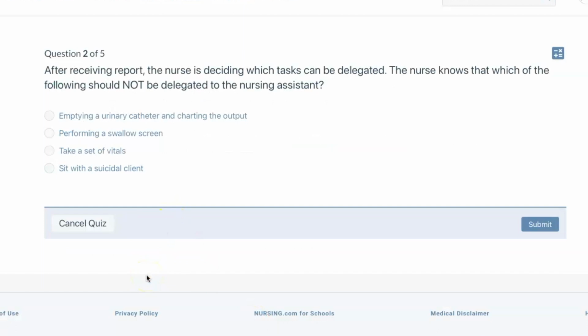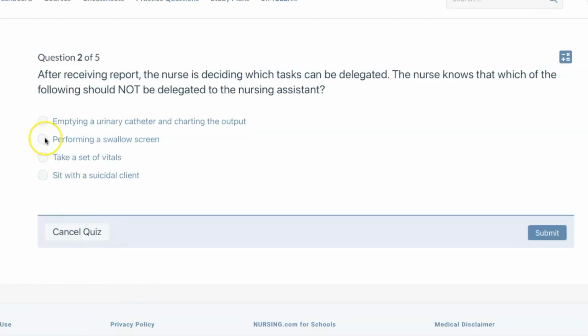Question 2. After receiving report, the nurse is deciding which tasks can be delegated. The nurse knows that which of the following should not be delegated to the nursing assistant: emptying a urinary catheter and charting the output, performing a swallow screen, taking a set of vitals, sit with a suicidal client.